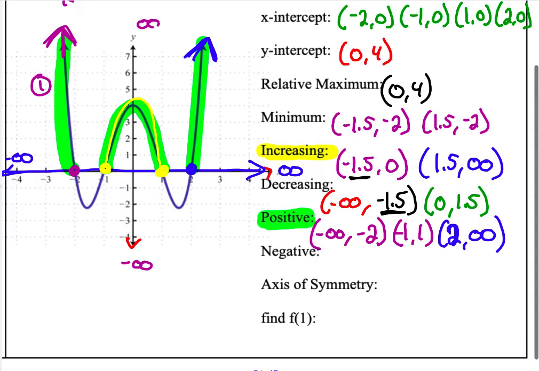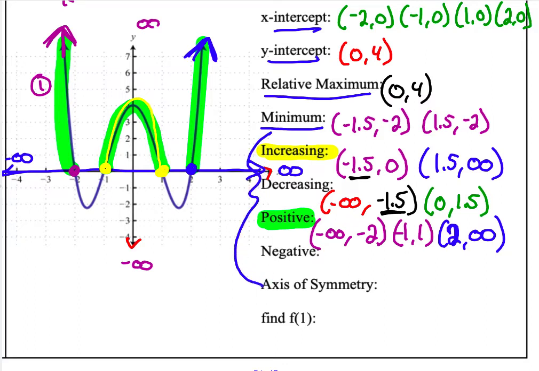So notice up here, when we were talking about the minimum or the maximum or the intercepts, those were specific points. So we are giving the coordinates of those points. Down here, we're describing chunks of the line, sections of the graph. So we're just giving the endpoints. It starts on this on the left and heads to this on the right.